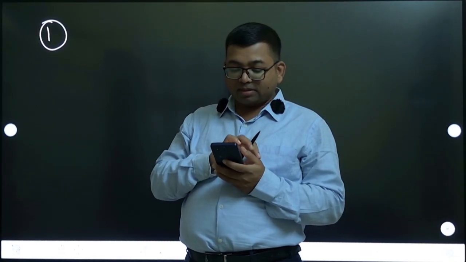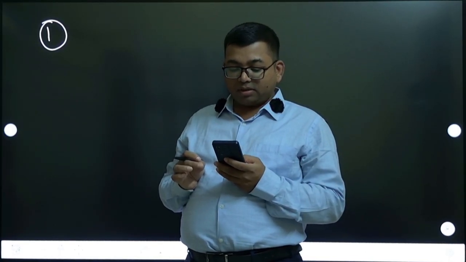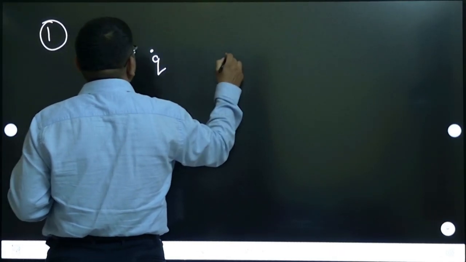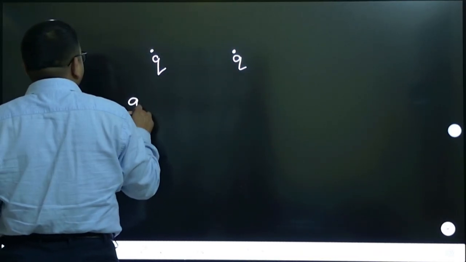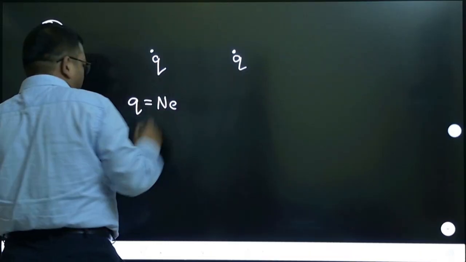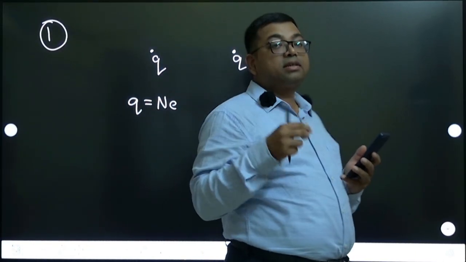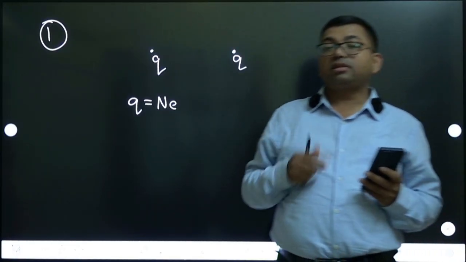Two positive ions, each carrying charge Q, are separated by a distance d. If F is the force of repulsion between the ions, then the number of electrons missing from each ion will be. So positive charge means it must have lost electrons. Negative charge means it will gain electrons. So it has a charge of Q and Q, let us say. You know that Q can be written as n into e. The charge can be written as an integral multiple of the electronic charge, where n is an integer.